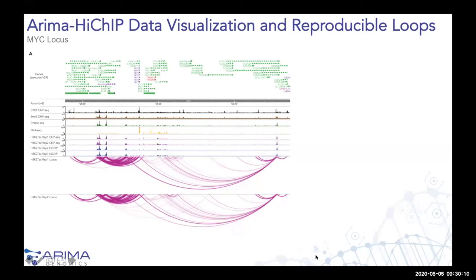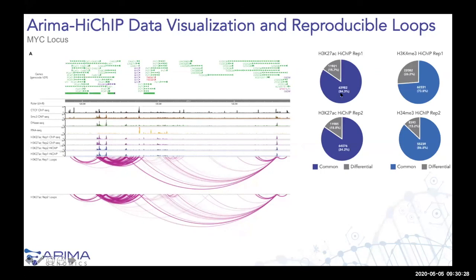We've also tried to be thoughtful about making sure that this technology is reproducible in terms of the loops that it calls. These statistically significant loops that are being identified here using the open source MAPS pipeline appear to be quite reproducible at this locus. At a genome-wide scale, we find that about 85% of the loops that we find in Rep1 are also found in Rep2 for the K27 acetylation HiChIP, and a similar degree of reproducibility in our H3K4 trimethylation HiChIP.